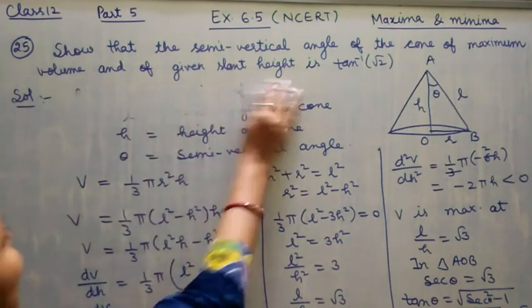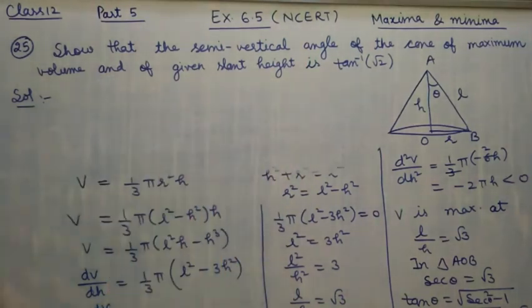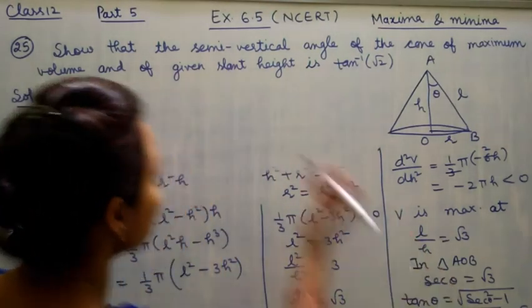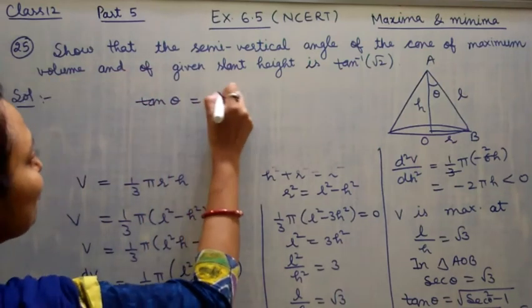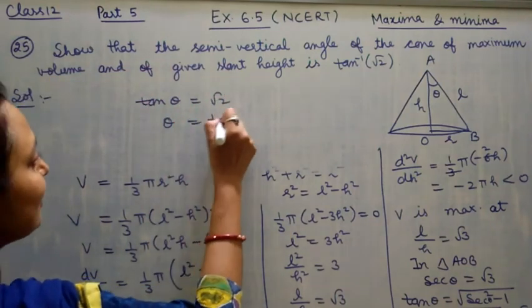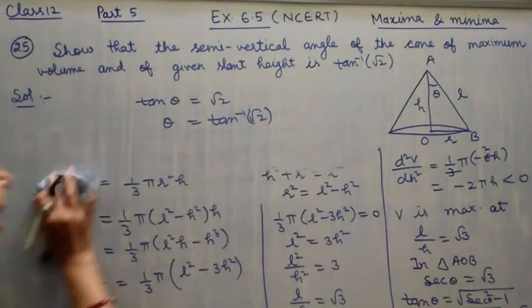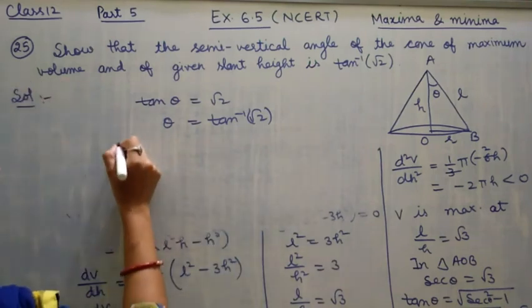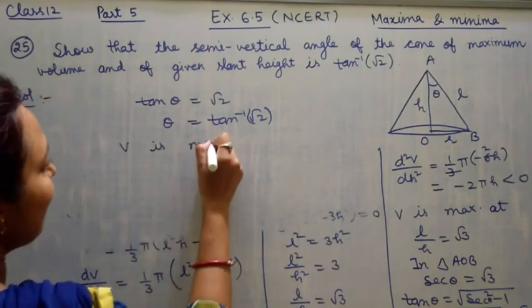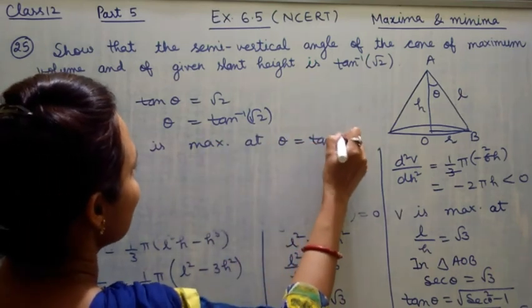Now what is the value of theta when the volume is maximum? Tan theta is equal to root 2, and theta is equal to tan inverse root 2. So we have to find this one. I will write a line at the end: V is maximum at theta equal to tan inverse root 2.